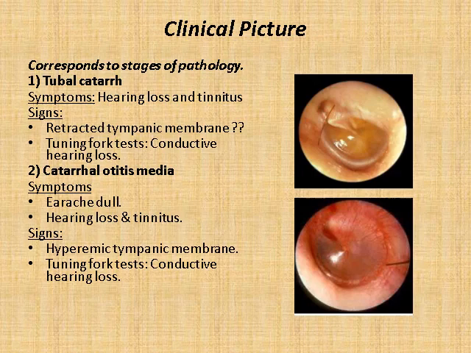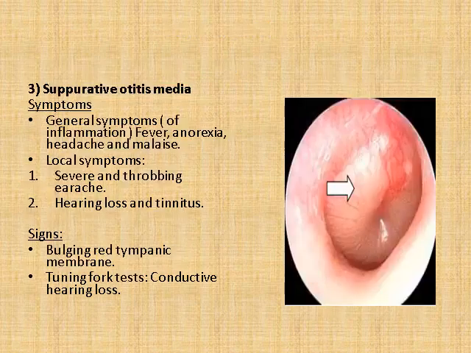What are the signs? You will find hyperemia of the tympanic membrane, especially at the periphery and at the handle of malleus, in addition to the conductive hearing loss by tuning fork testing. The third stage is the stage of suppurative otitis media, where the exudate is transformed into a mucopurulent discharge, so there is pus right now inside the middle ear cavity.